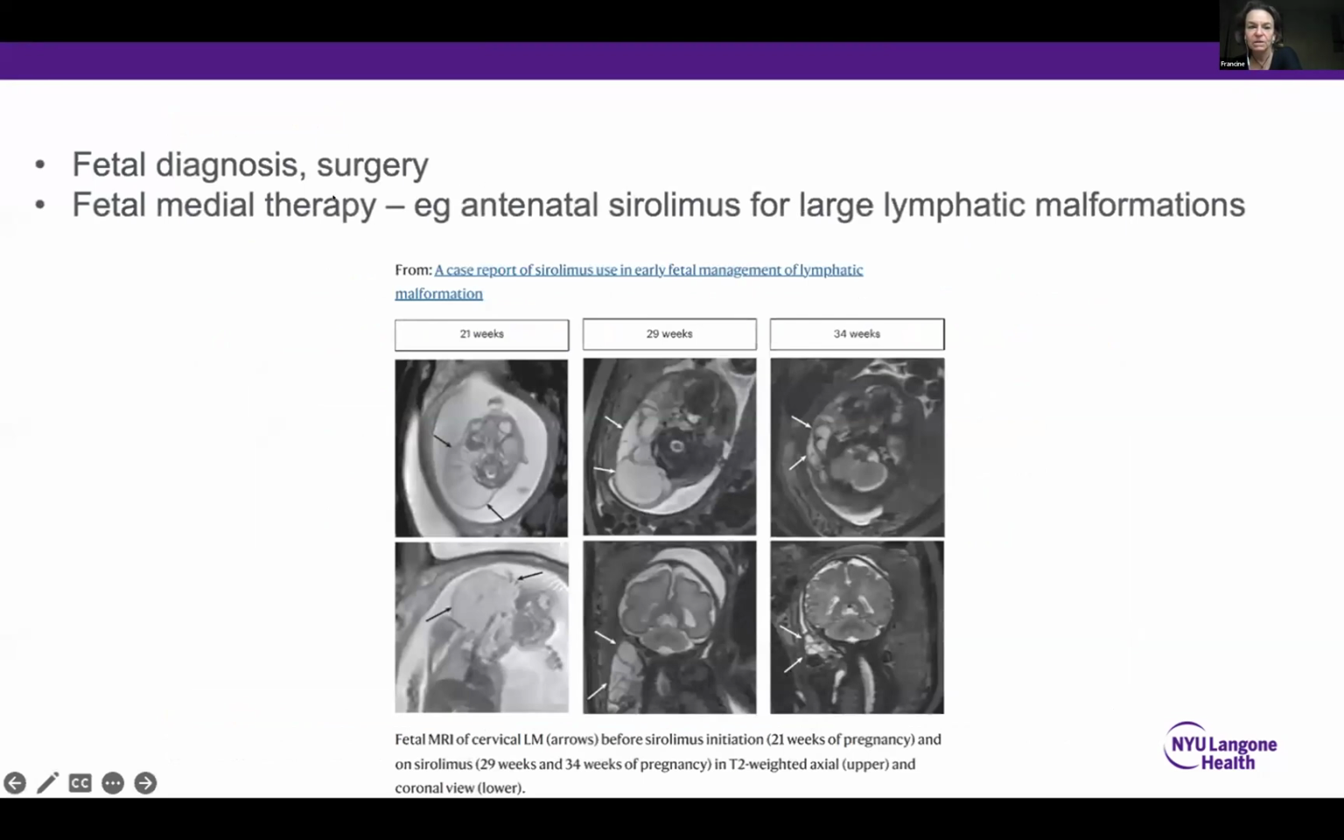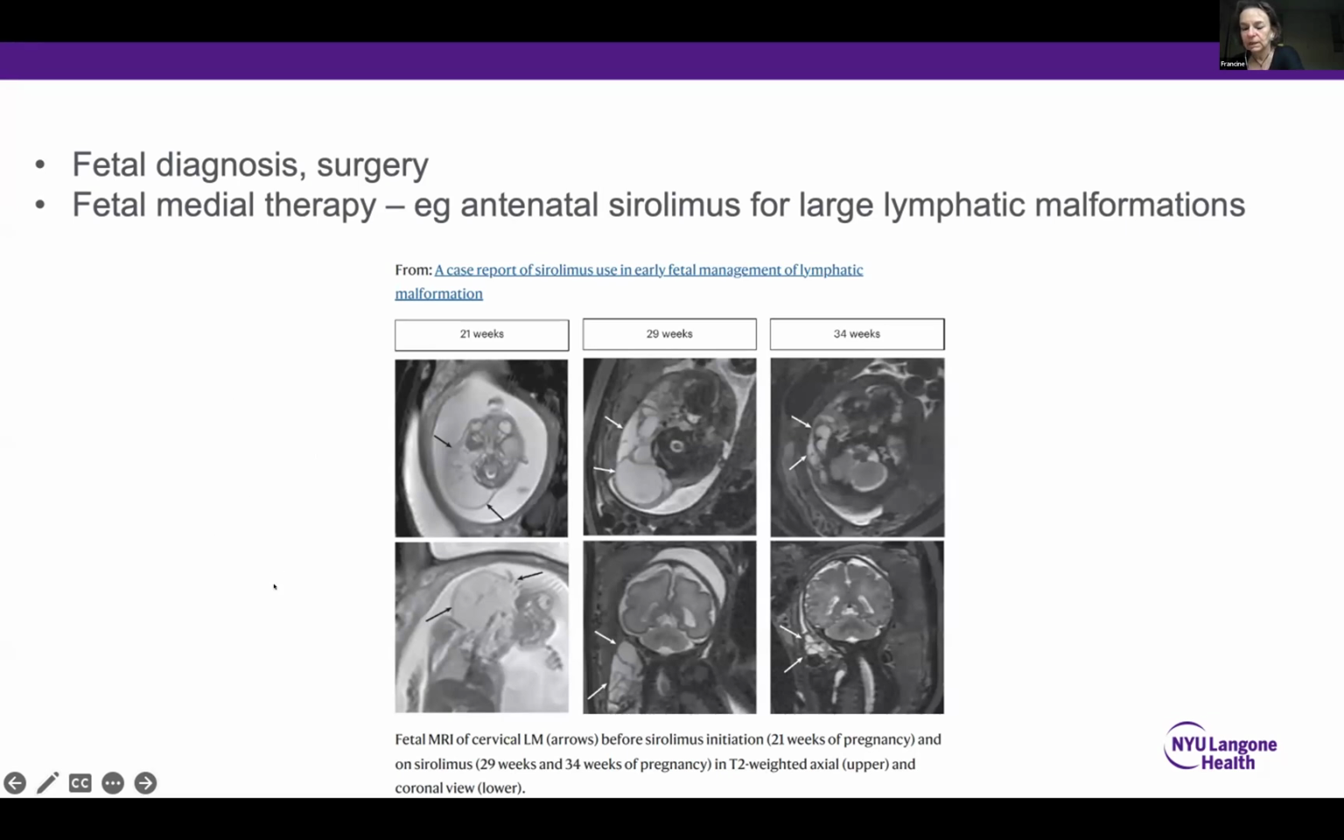Another area that surgeons may become involved with, or are involved with, is fetal diagnosis. There might be a role for fetal surgery for some of these patients. Sometimes there are areas that need to be drained. I saw a patient recently who was prenatally diagnosed with a big lymphatic malformation that was drained elsewhere prenatally, and then postnatally we did some sclerotherapy.